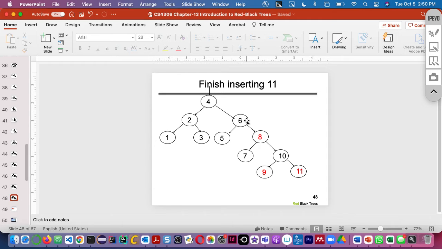The root is always black. Oh, okay. 6, 8, 7, 4, 5. Now tell me, is it a red node? Yes. Put R over here. Put R.